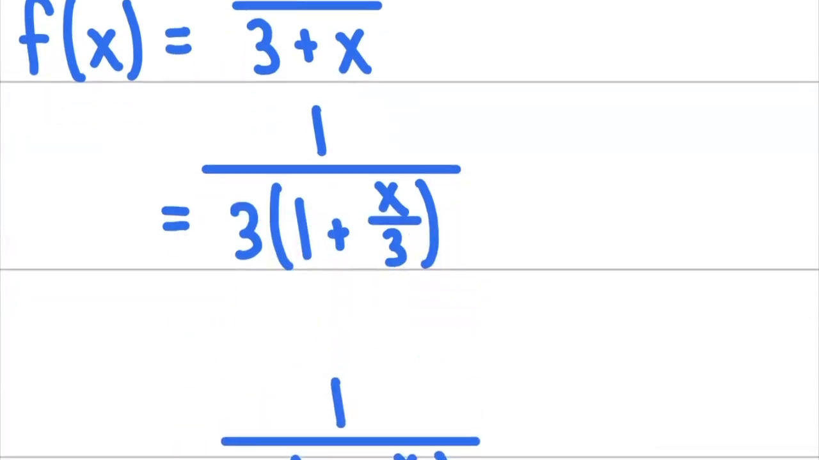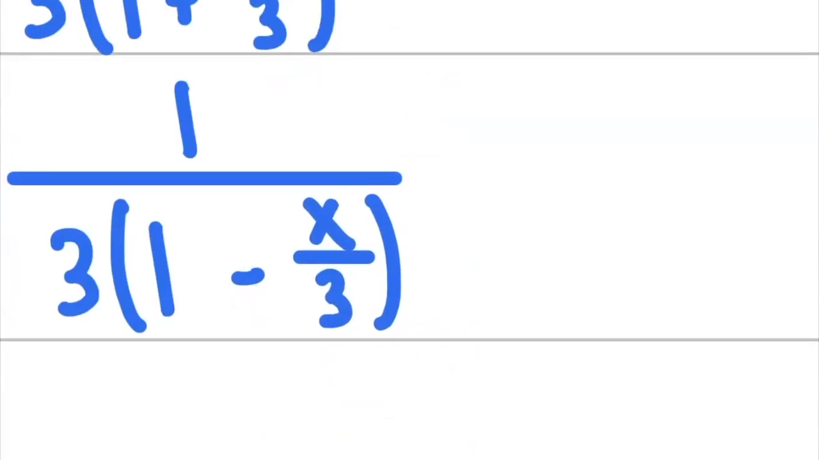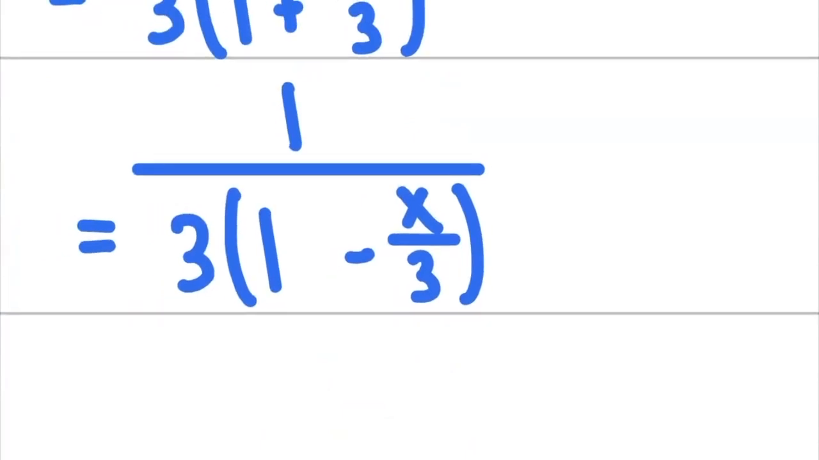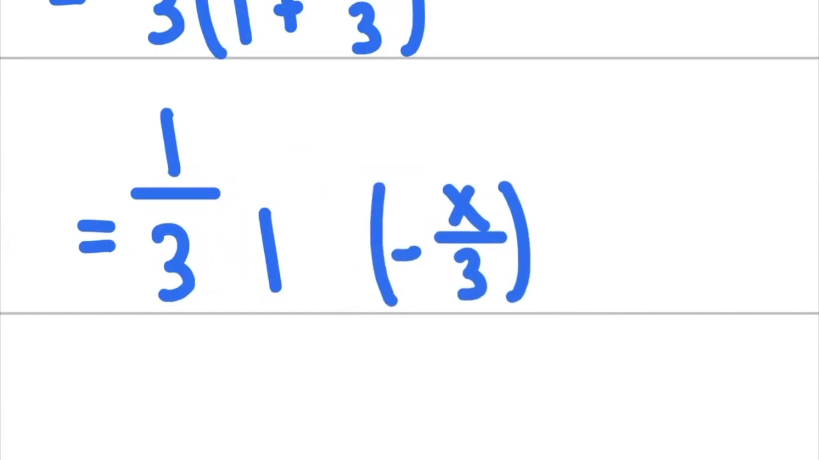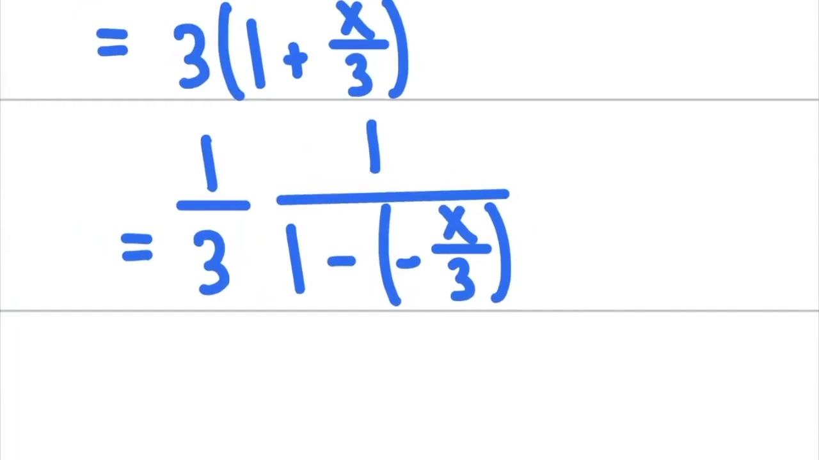So I'm just going to duplicate this. So I'm going to say 1 minus, and here, just so I don't have a bunch of parentheses, I'll put this 1/3 out here like that. Yes, we have 1 over 1 minus negative x over 3. So we're writing it as a double negative. I can see where this is going.